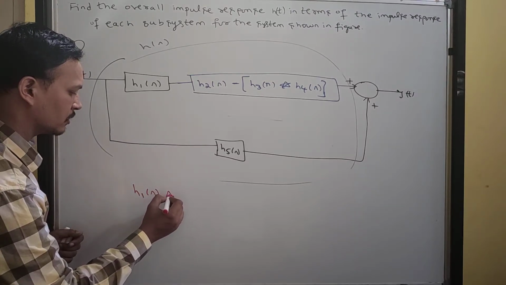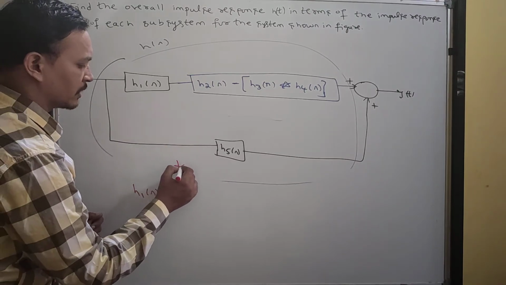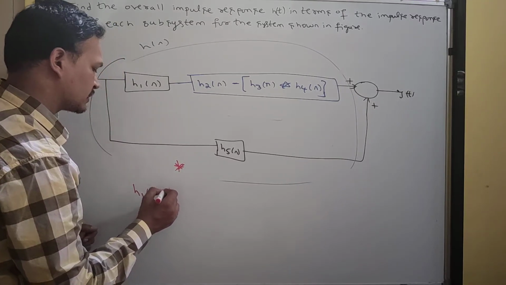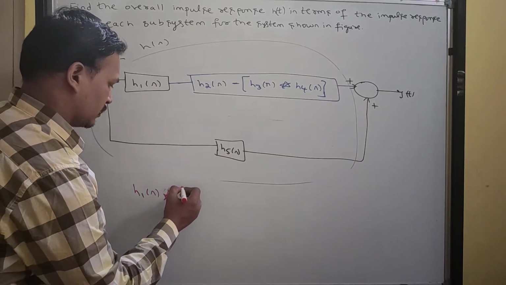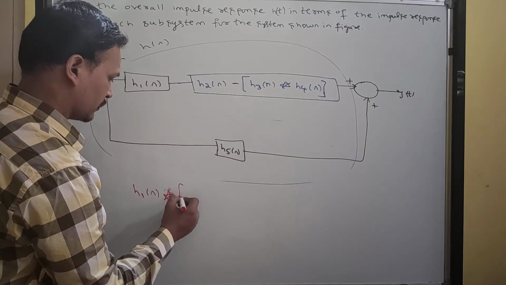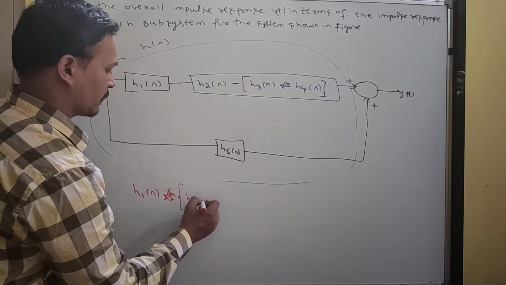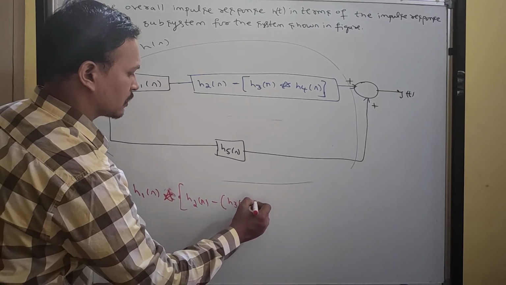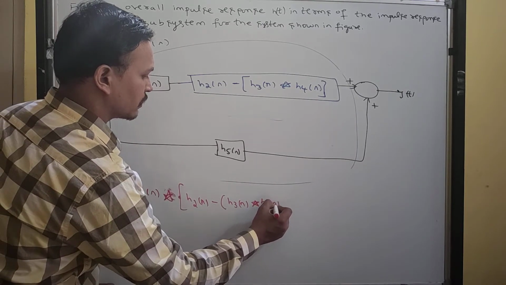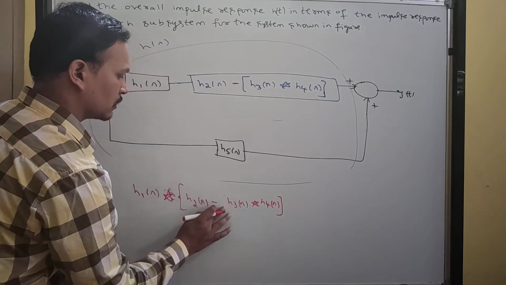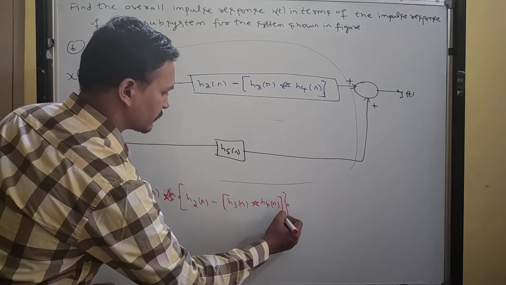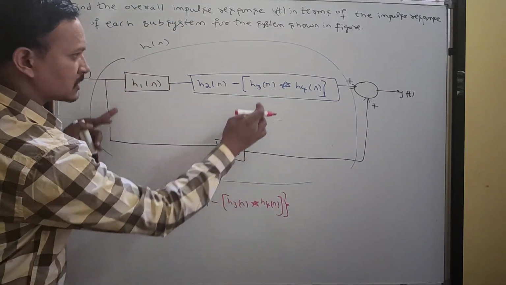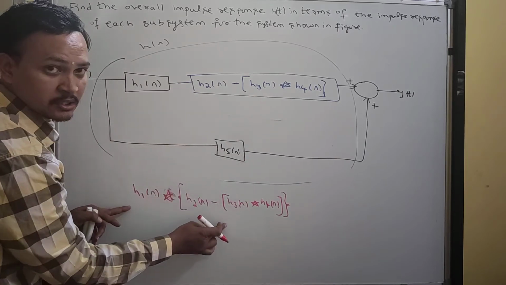H1 of n convolution. Some will write it like this, a star. I am going to write it like this; that is the convolution symbol. Flower bracket, H2 of n minus H3 of n convolution H4 of n, close the bracket. So, written. Now this is the overall simplification of this.